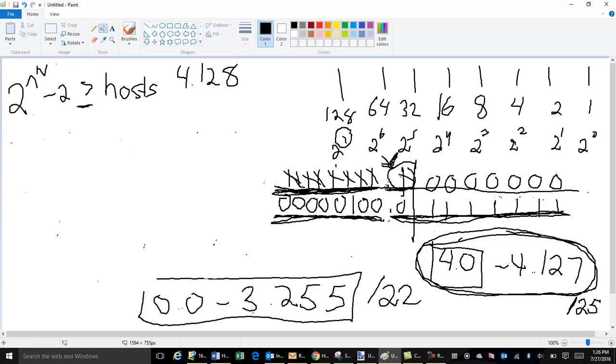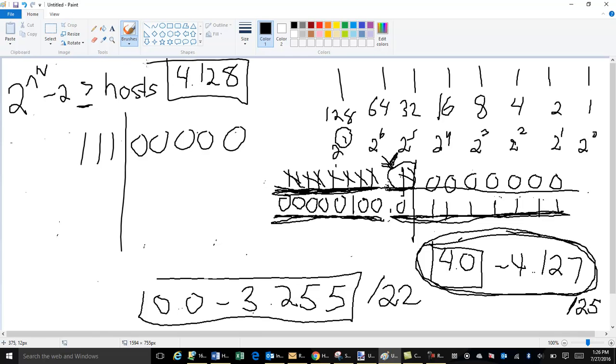Alright, so we said 2 to the 5th for my 25. So 2 to the 5th, 5 zeros right hand side. Power number tells me how many zeros I have right hand side when I'm working with number of hosts. 1, 2, 3. Okay? Because I have 8 total bits there. So 4.127 is where I left off. So 4.128 is my new network ID. So what I like to do is draw out what that 4.128 looks like. And 4.128 would be this.